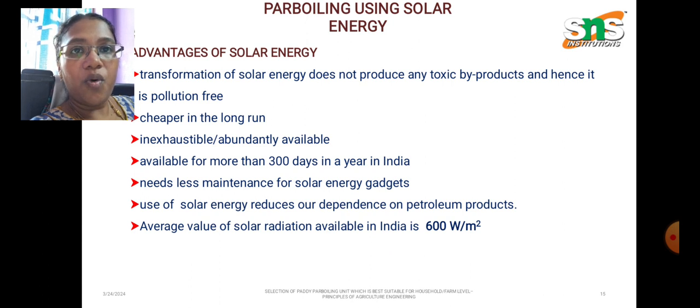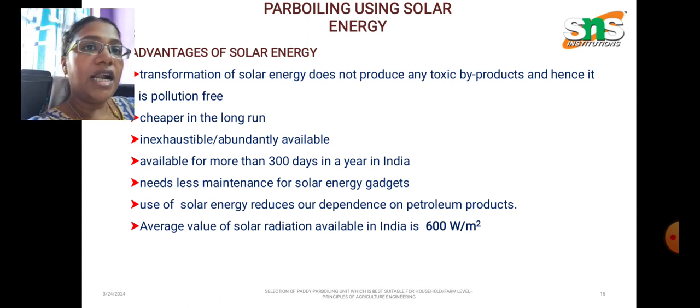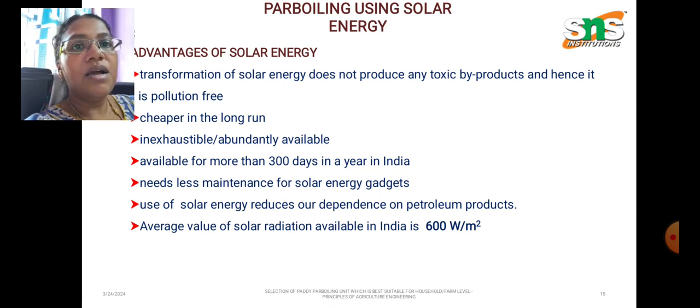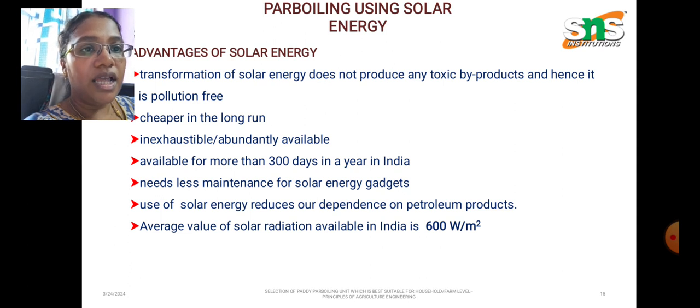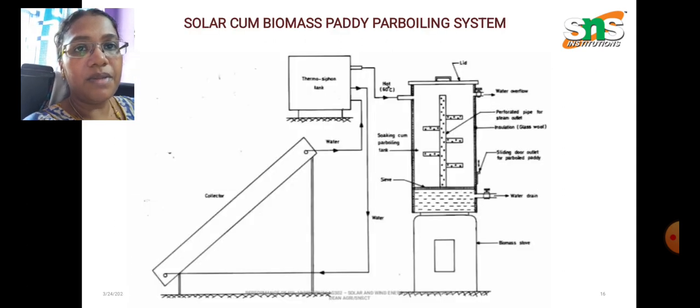So keeping both methods in mind, they developed a parboiler using solar energy. The advantage of this is that it is much cheaper in the longer run. Transformation of solar energy does not produce any toxic byproducts, and hence it is pollution free and also more safe. It is available for more than 300 days in a year in India, and needs less maintenance of solar energy gadgets. The average solar radiation available in India is 600 watts per meter square.